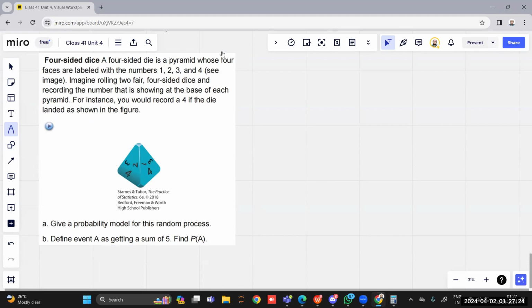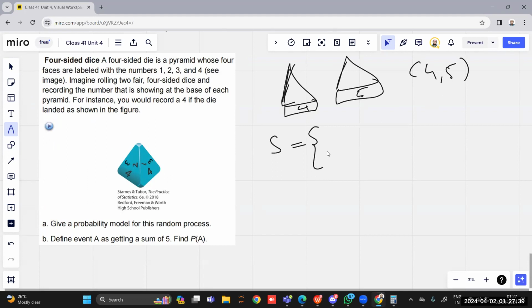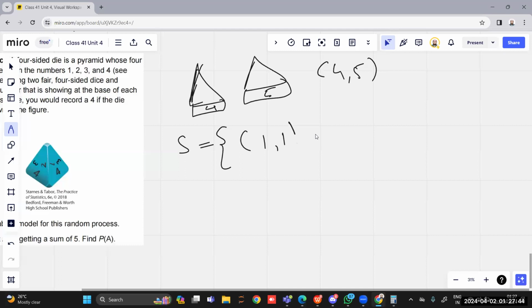See, there are two pyramidal dice. The number that comes on the base, for example, 4 here and 5 here, you record as 4 comma 5. So it is a four-faced die. So what will be the general observation, the sample space? We'll write down first, as you have to draw the probability model. In a probability model, there must be a sample space and a statement that each outcome in the sample space is equally likely, meaning it has equal probability.